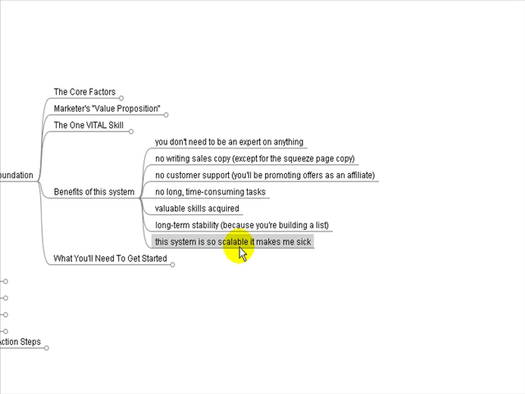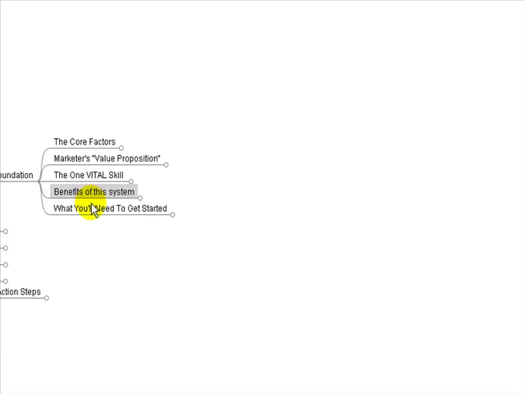And last but not least, this system is so scalable it makes me sick. This is unreal. No matter what kind of product you get in the future, you can scale this business using that product. That sounds kind of weird, but I'm going to go over that later on in this course. But safe to say, you can scale this system up, you can grow this business, and it's going to keep putting profits into your pocket every single week. So that's why the system is what it is.